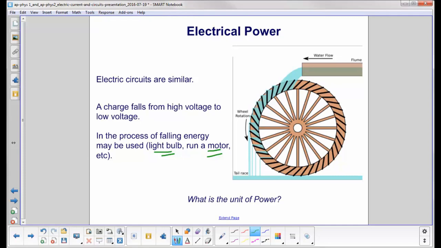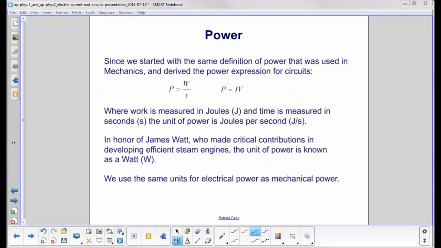Let's go back to power. And what is the unit of power? Since we started with the same definition of power that was used in mechanics and derived the power expression for circuits, here we have power as work per unit time. And we found out that power is current times voltage. Work is measured in joules. Time is measured in seconds. So the unit of power is joules per second. And in honor of James Watt, who made critical contributions in developing efficient steam engines, the unit of power is known as a watt. Basically, we're using the same units for electrical power as mechanical power.